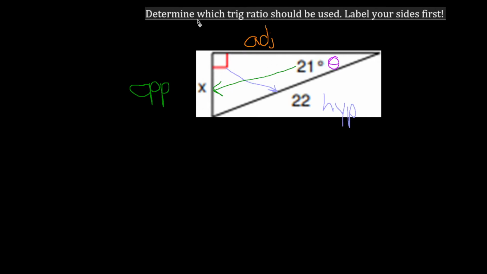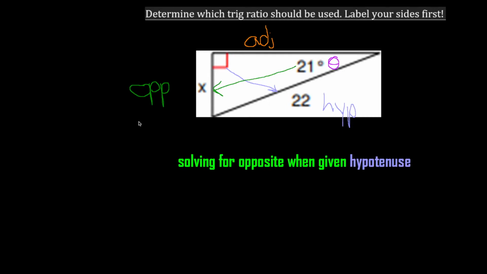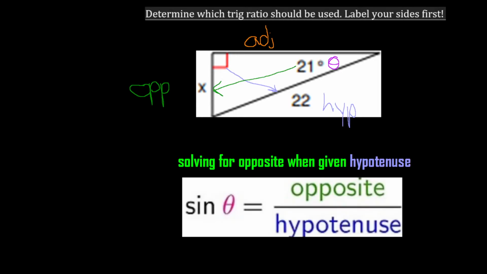So we have our three sides and our angle, and we're solving for the side opposite when we are given the hypotenuse. And so we need sine of theta, which is the opposite over the hypotenuse. When you are choosing these, make sure you're saying, okay, I'm given one of these two in this ratio, and I need to solve for the last one.